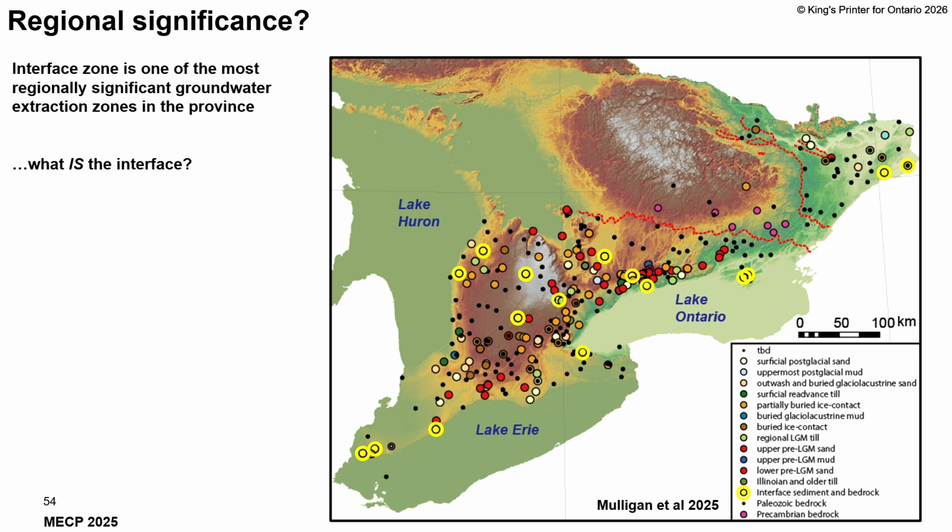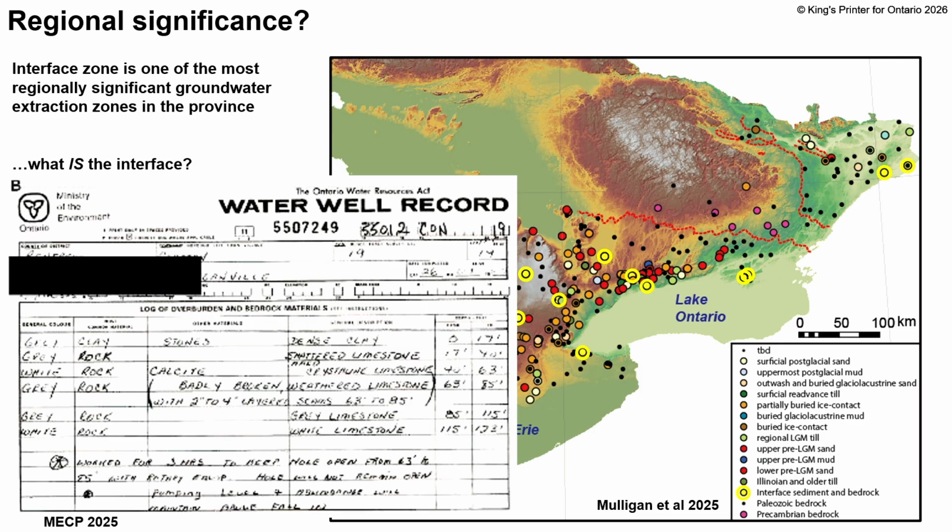And the reason that's important is because that interface is often a really important flow zone. And it's always typically been attributed to the idea that that upper surface of rock is a little bit more fractured or has a little bit more permeability. But really, what is the interface and why does it have those characteristics is ultimately what we're trying to better understand through this project. And so this is just a very difficult to read water well record, but it really illustrates the point here.